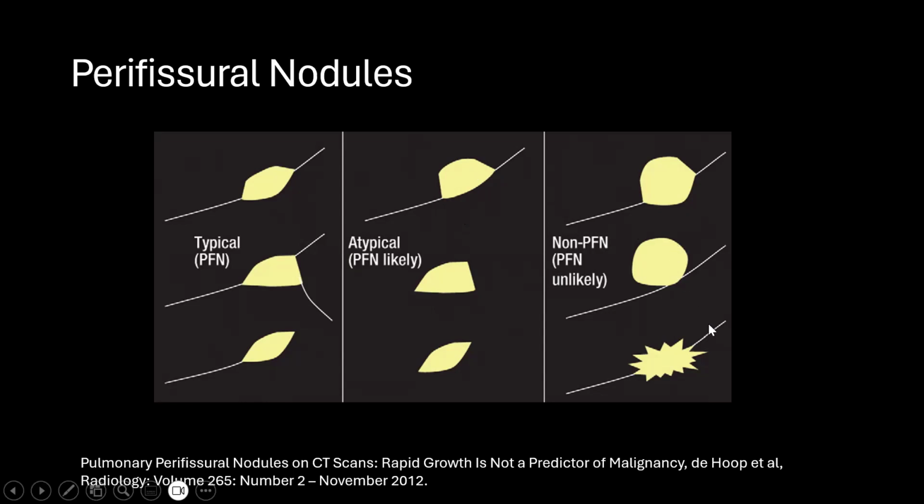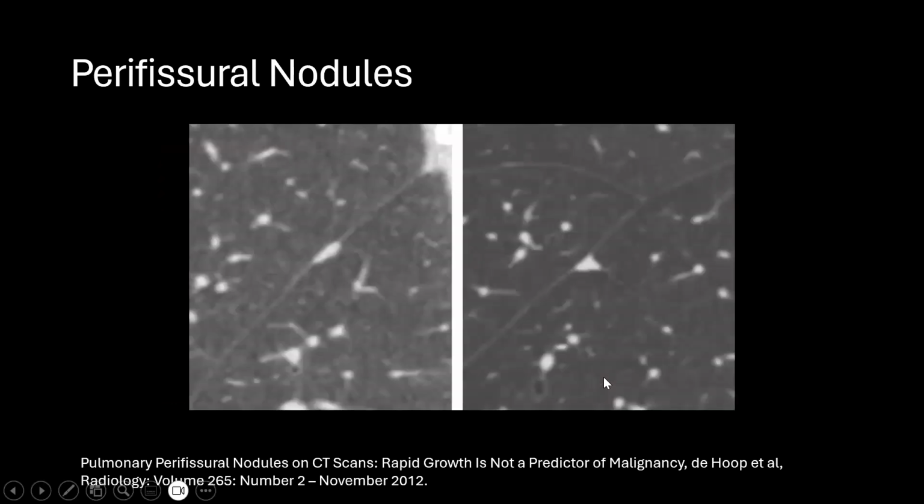The non-PFN or suspicious one, of course, is spiculated. If it is just touching the fissure or growing through the fissure, with acute angles here, it doesn't belong to the fissure, and it is totally rounded on both sides. That's non-PFN. That's a suspicious nodule. We need to do further management.